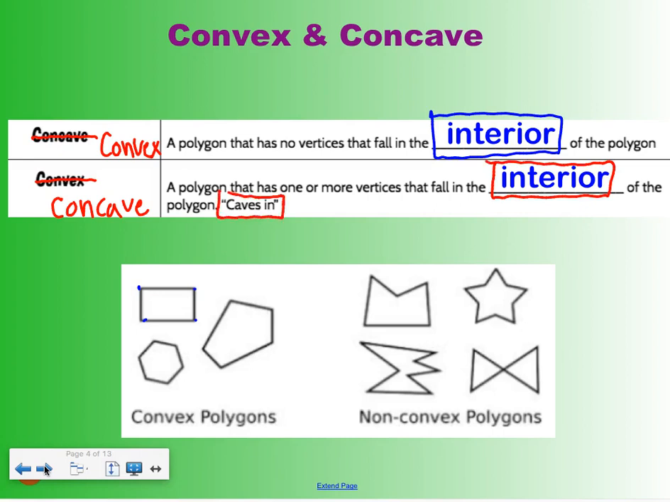It caves in. So for instance, you guys see how it comes in, all of these. It comes in all those places. Whereas if I look at my convex polygons, they all kind of pop out, right? None of them come inward like this. They're all popping out. So convex and concave.